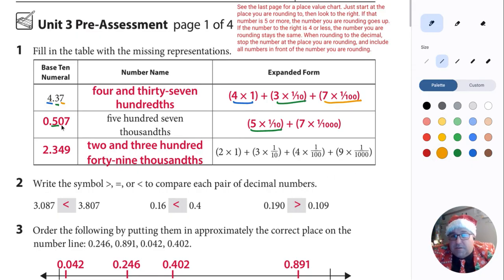Now, they could have put 0 times 1 hundredth. You could do that if you want. Don't have to. But we do have 7 thousandths. So it's going to be 7 times 1 thousandth. And again, this is just 507 thousandths.